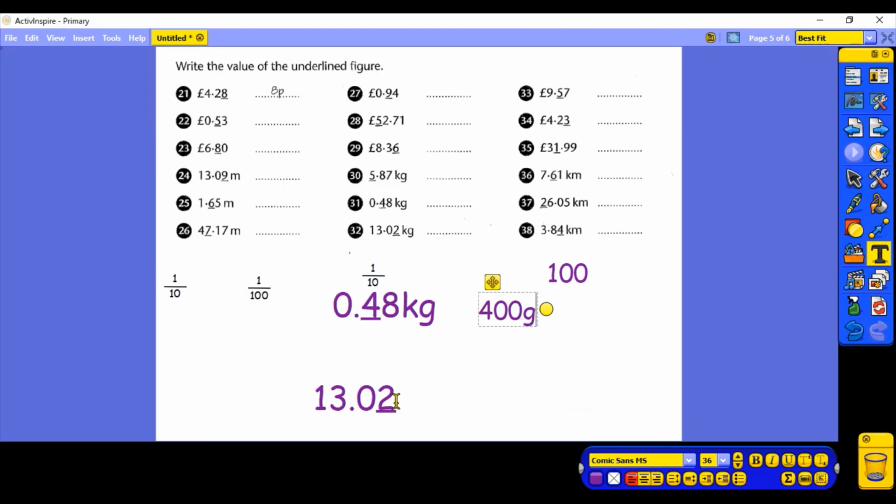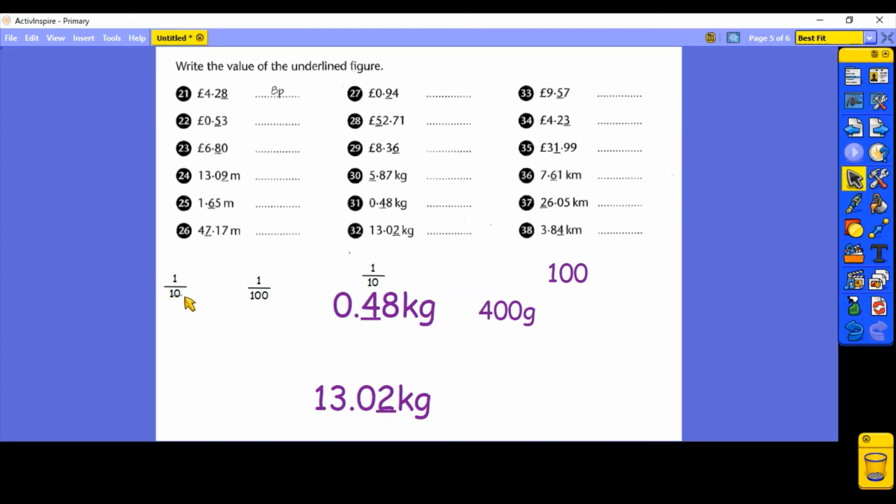This one at the bottom is similar. Again, we're in kilograms, but it's a different digit that's highlighted here, underlined. It's the 2, and it's the second decimal place. So we know that a 10th is the first decimal place. The second decimal place is 100th because it's 10 times smaller again.